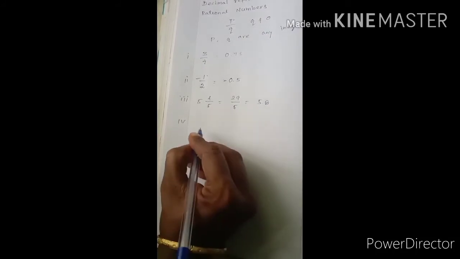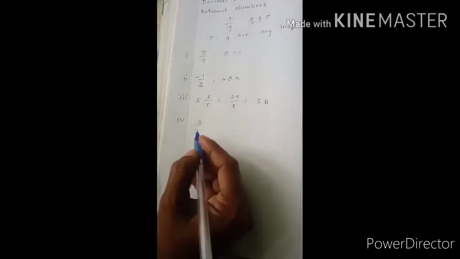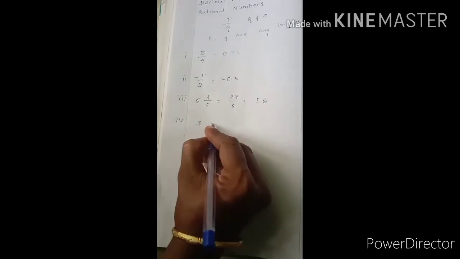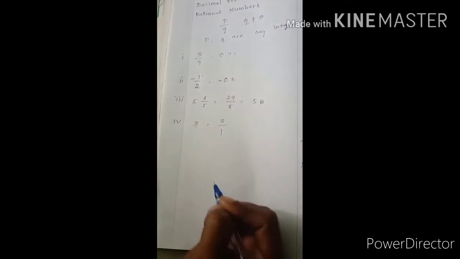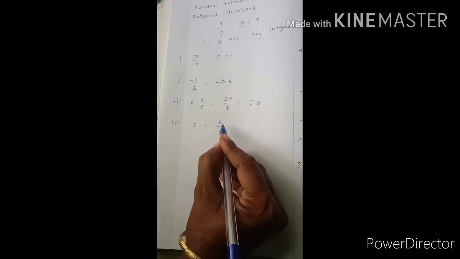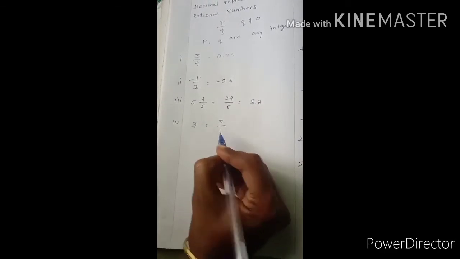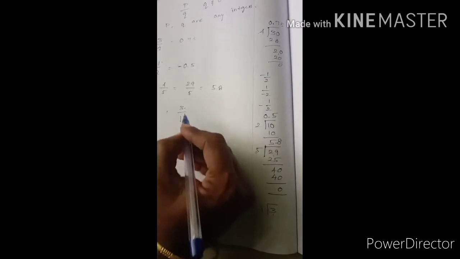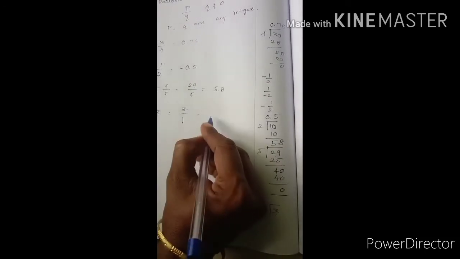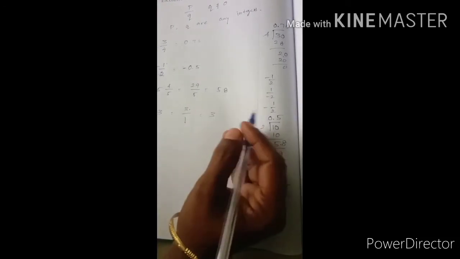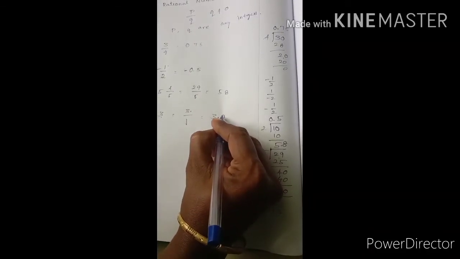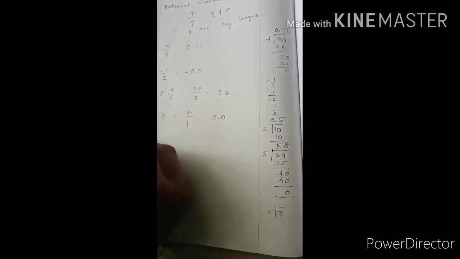The fourth one is 3. Here there is no denominator value in this question, so we consider 1 as the denominator. So 3 is divided by 1. If any number is divided by 1, we get the same number. Here there are no decimal points, so you put the decimal point and write 0 in the decimal part.